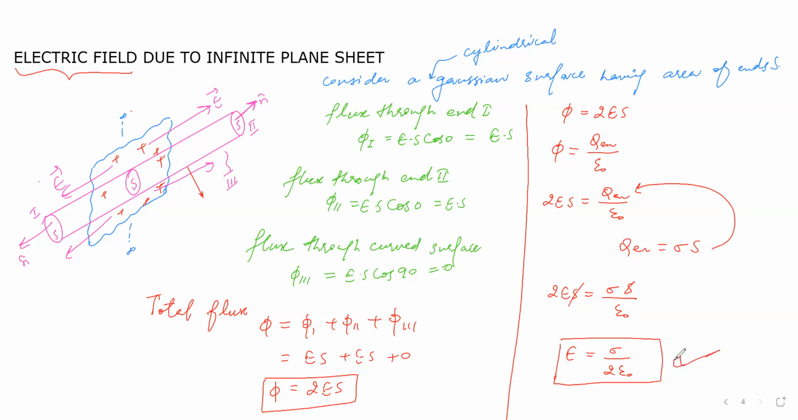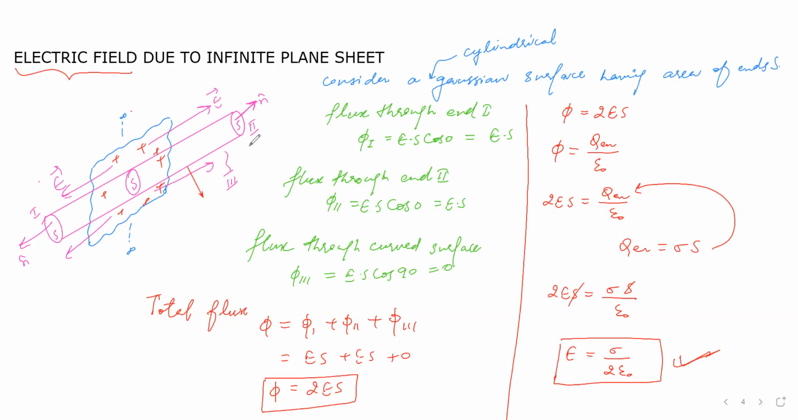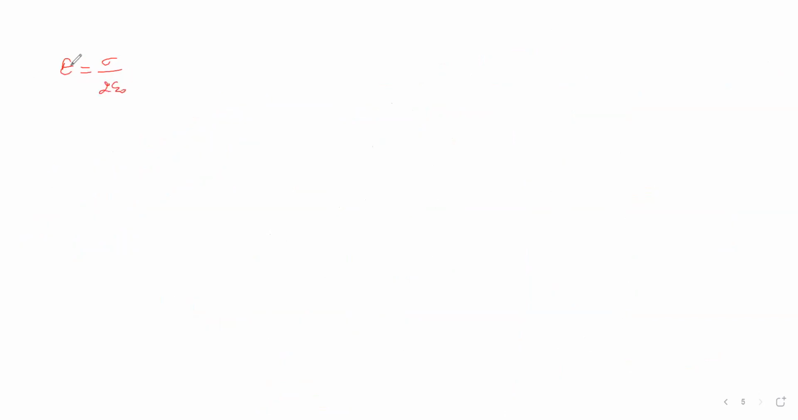Remember this equation: E is equal to sigma over 2 epsilon naught. You can observe that this equation is independent of R. I mean, it doesn't depend on the position. Are you clear or not? Independent of R, so we can also say this is a uniform field.